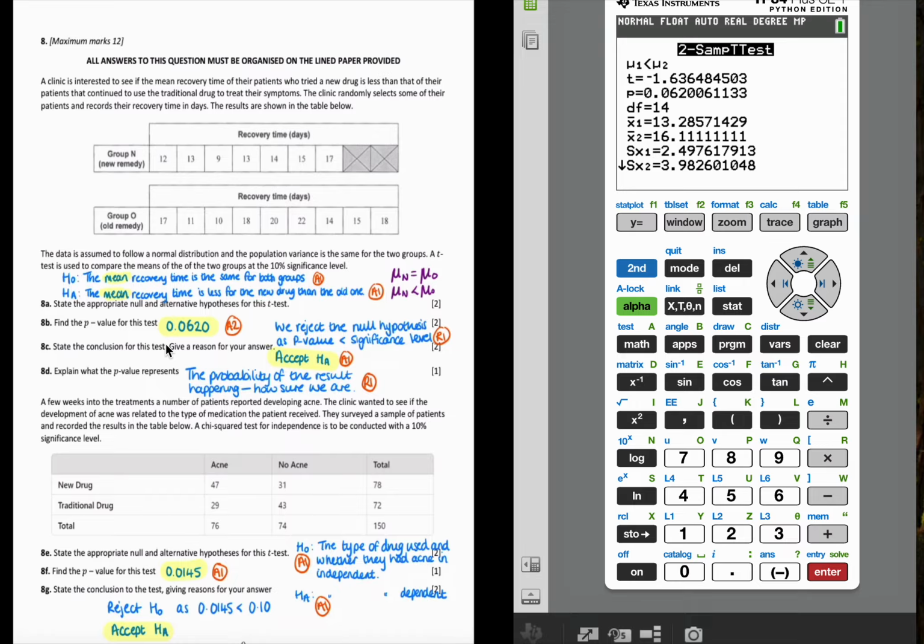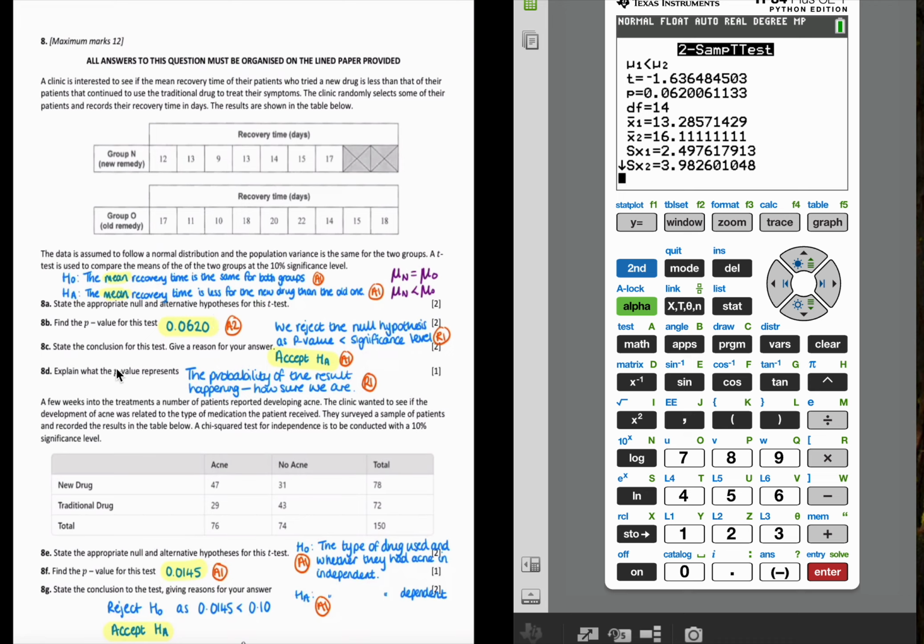So we're rejecting the null hypothesis because 6.2%, if we're testing at a 10% significance level, the p-value is telling us how likely it is that the null hypothesis is true. And that is a very small number. We're only 6% sure that the null hypothesis is true, which is very small. It's smaller than the significance level, and therefore we're not happy with that null hypothesis. So we reject the null and we accept the alternate.